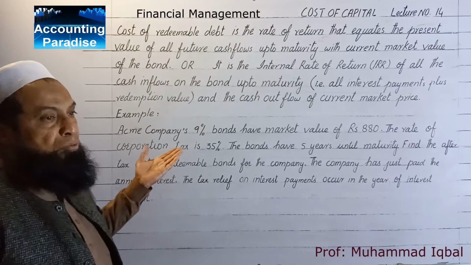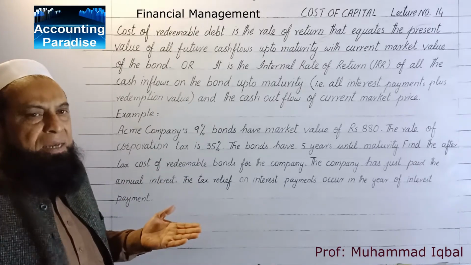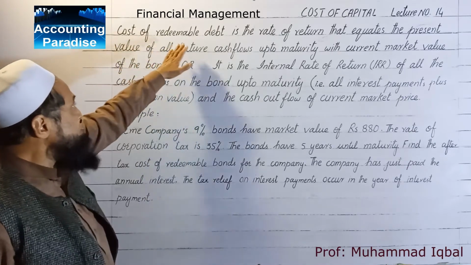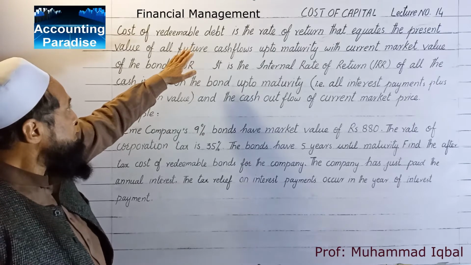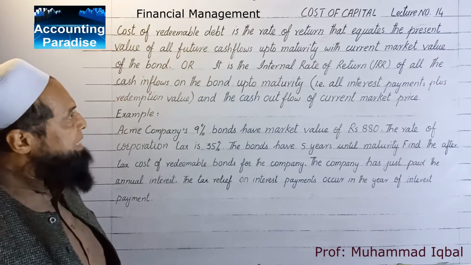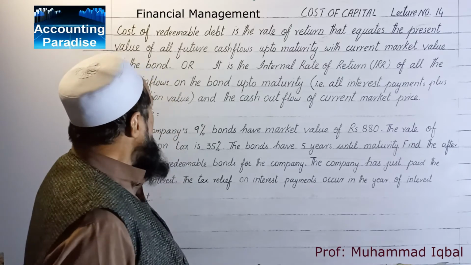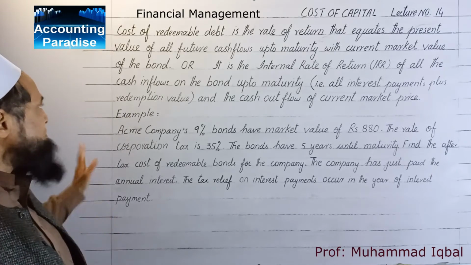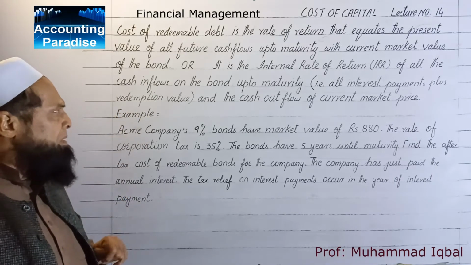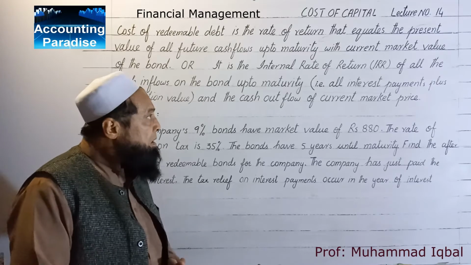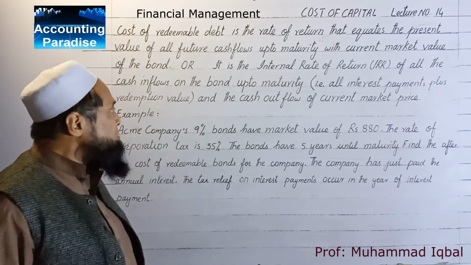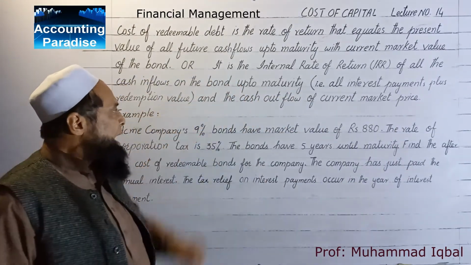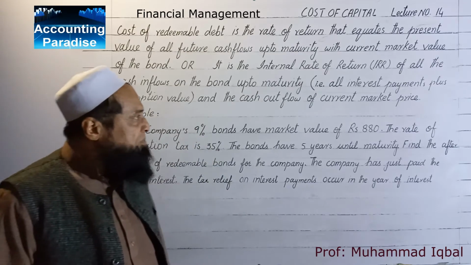Now we have to actually calculate the cost of debt. The cost of redeemable debt is the rate of return that equates the present value of all future cash flows up to maturity with the current market value of the bond, or it is the internal rate of return of all the cash flows on the bonds up to maturity, that is all interest payments plus redemption value, and the cash inflows of current market price.